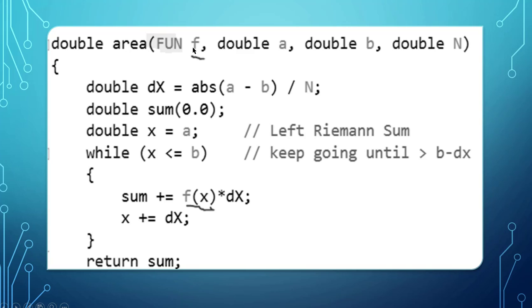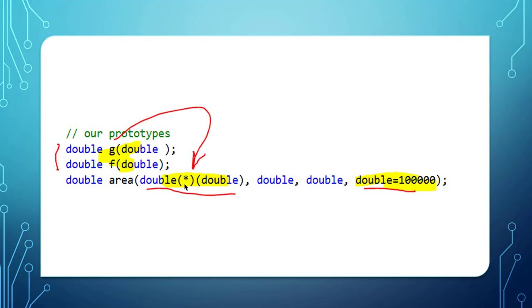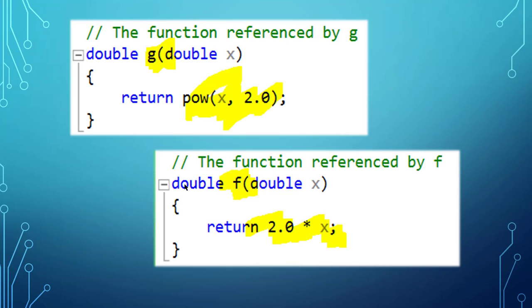Look down here. This is not a regular f, it's any function. Here's an application of it. Doubles a, b, and sum. I have a set to 0, b set to 10. And now I call my area with f, a real function f. Go all the way back. Here it is. There's function f, which is just 2x, and you also notice function g. Keep that in mind. I'm going to use that later.